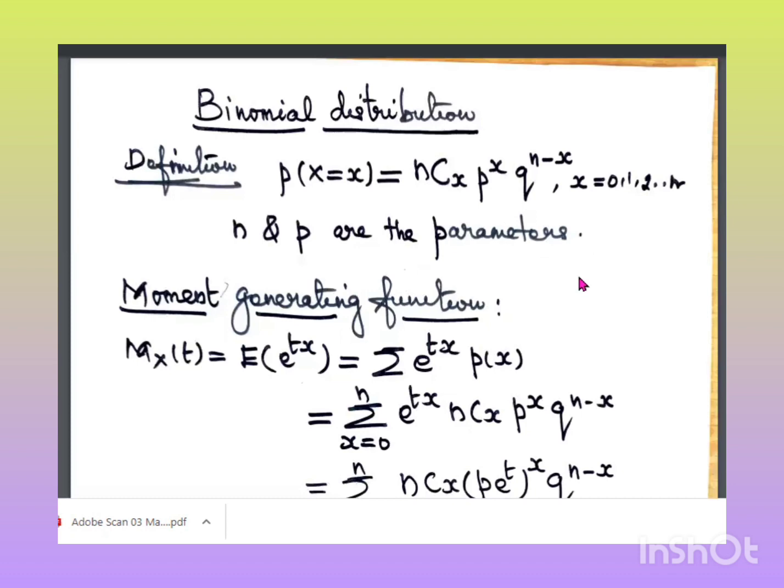Let us see the derivation of the moment generating function as well as the mean and variance. In the next video, I will explain the problems on the binomial distribution.